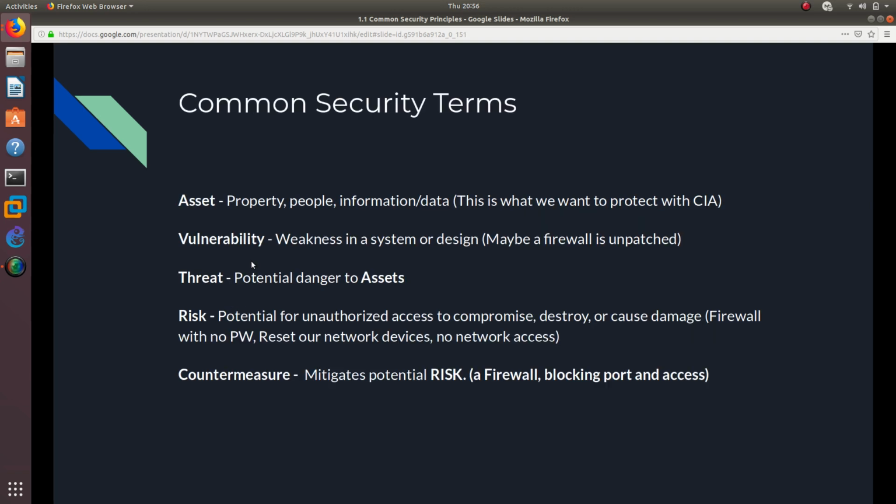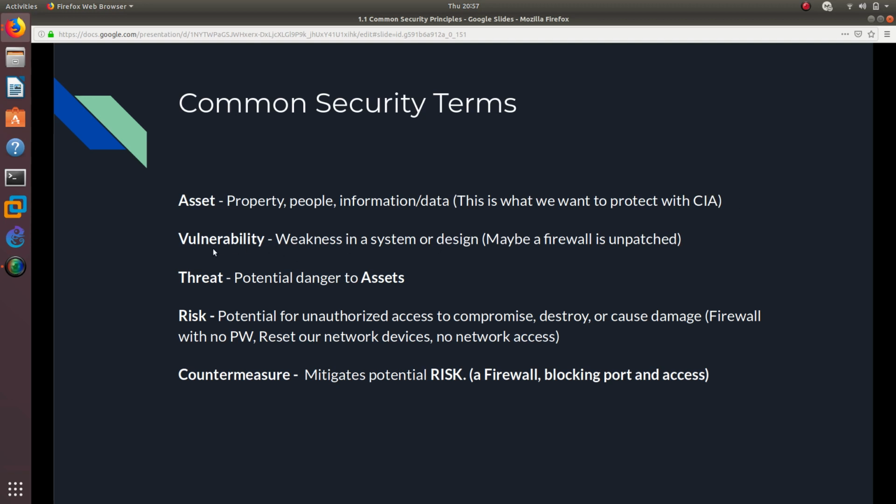Okay, moving on to the common security terms. These are the terms that you need to know for the CCNA security: asset, vulnerability, threat, risk, and countermeasure. An asset is either property, people, users, information, or data. And this is what we want to protect with CIA. So we protect that by having confidentiality, integrity, and availability.